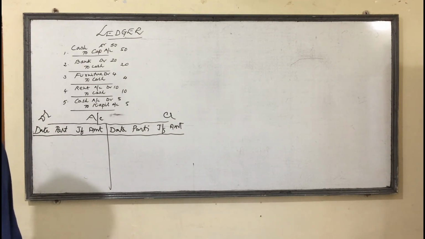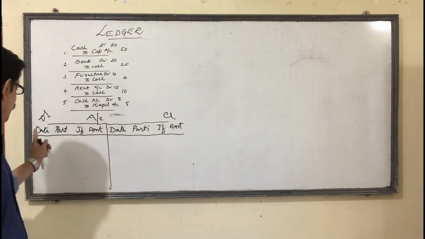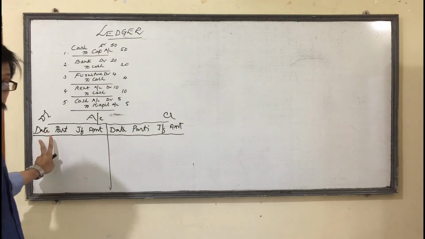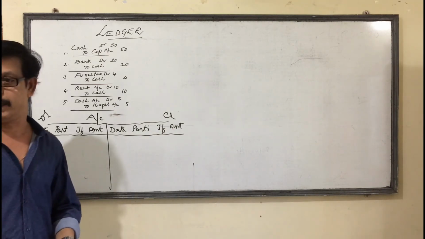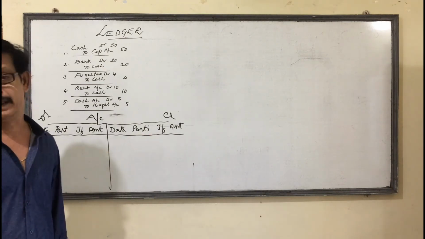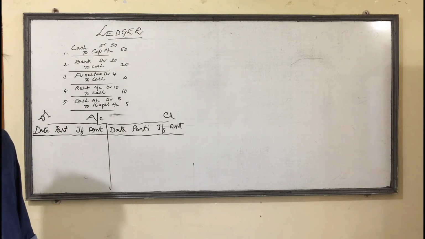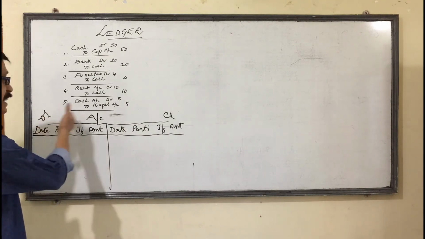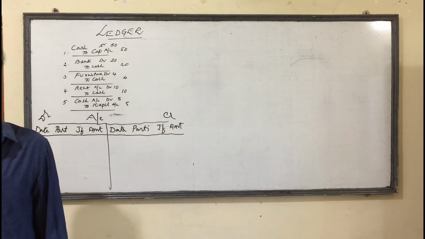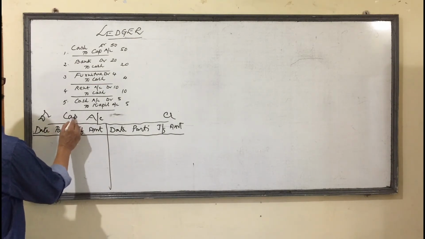Understanding? Once again, account is in T-shape. Left side is called debit side and right side is called credit side. There are 4 columns on both sides: date, particulars, journal folio, amount. Same columns on the credit side. Account is nothing but a statement which shows the debit and credit items of that particular aspect, so as to get the result. Suppose first one, cash account.